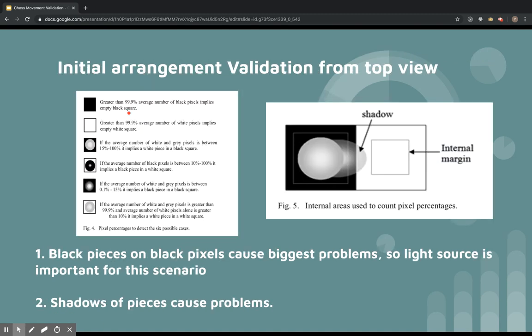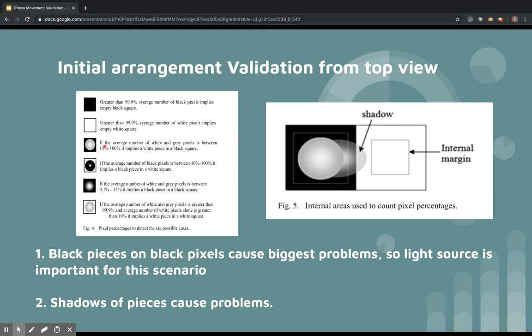So the next idea the paper explores is the initial arrangement validation from the top view, which is like the aerial view. A picture or a video of the chess setup initially is taken from the top view and it's fed into the program. As you can see here, a greater than 99.9 percent average number of black pixels indicates an empty black square. Same goes for the white square.